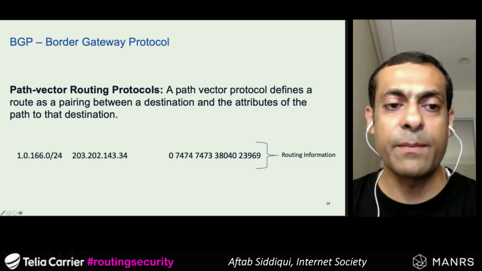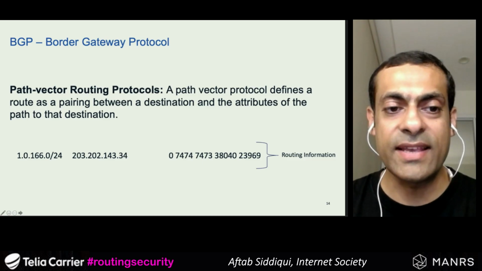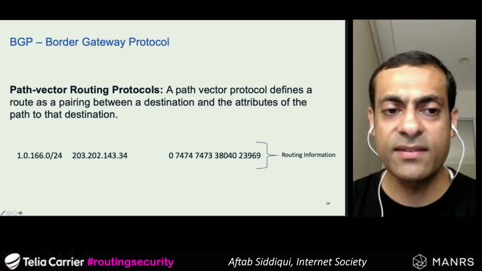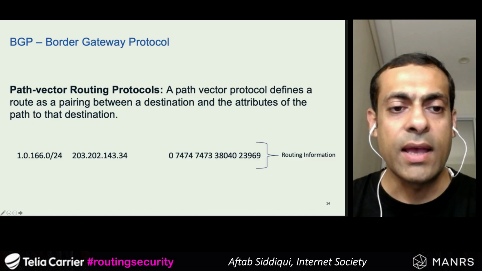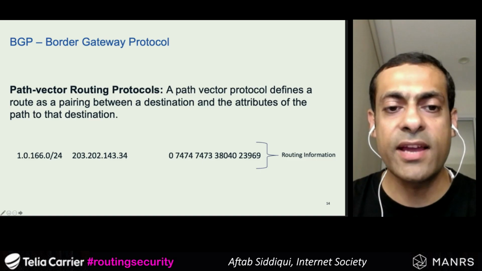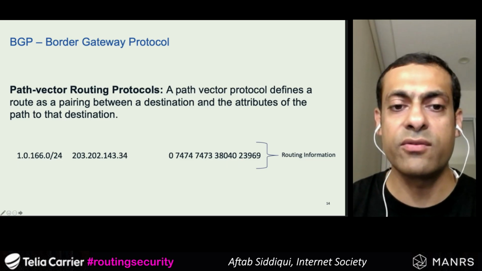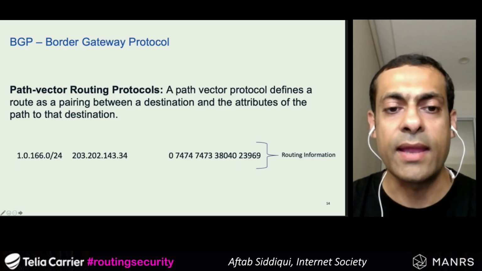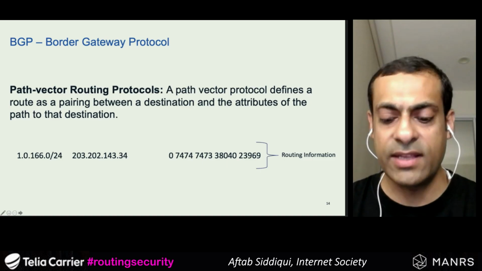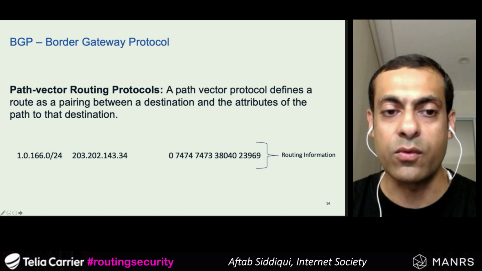So just for example, this is a BGP route. This is called a prefix, so 1.0.166.0/24, and this is the next hop to reach that one, and this is the AS path. It's read right to left, so it is originated from 239.669.8304 and 7474. So this is the whole route.